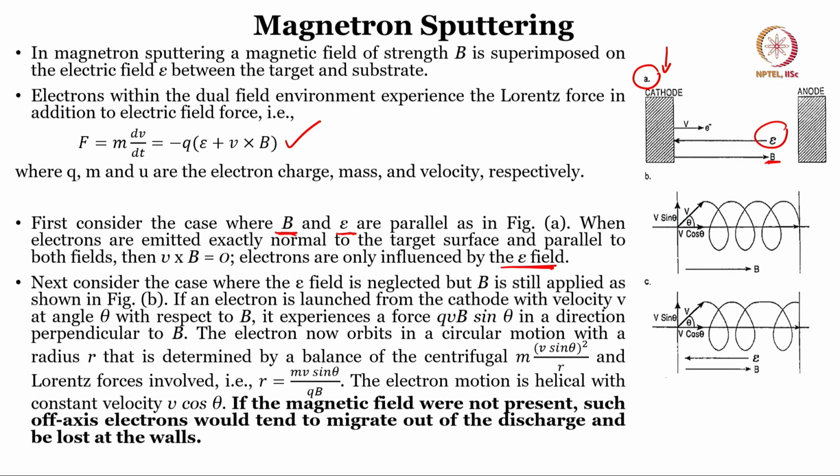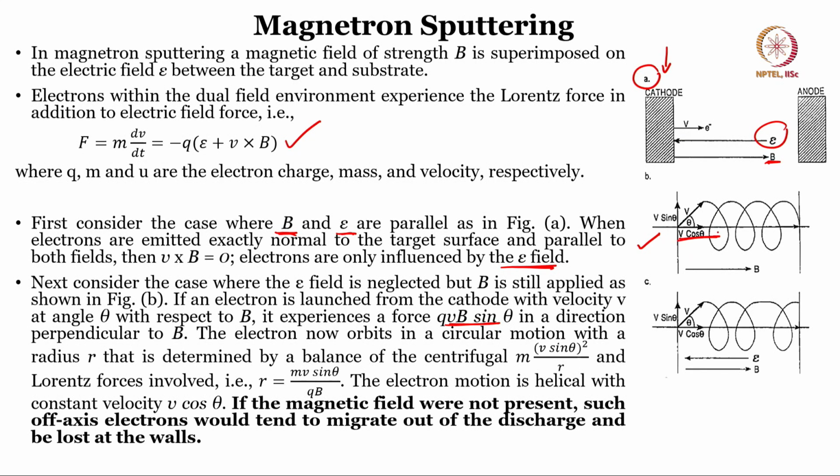Second case, let us consider case B. In this case the electric field is neglected, there is no electric field, and you apply only the magnetic field as shown in B. The electron is launched from the cathode with velocity v at angle theta with respect to B. It experiences a force q v B sin theta in a direction perpendicular to B. The electron now orbits in a circular motion with a radius r determined by the balance of centrifugal and Lorentz forces. The electron motion is helical with constant velocity v cos theta.